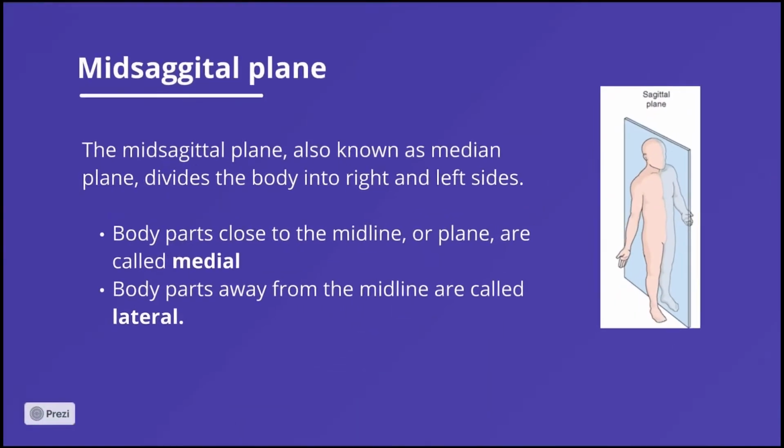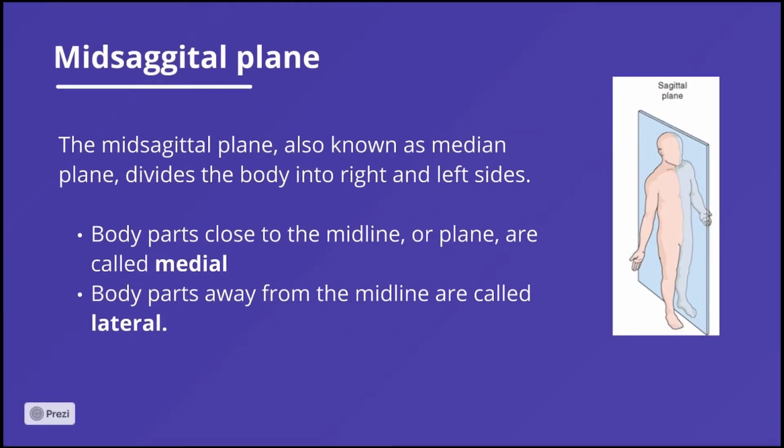Next, we'll talk about the mid-sagittal plane. The mid-sagittal plane, also known as the median plane, divides the body into right and left sides. Body parts close to the midline or plane are called medial, and body parts away from the midline are called lateral. And those are the directional terms related to the mid-sagittal plane.